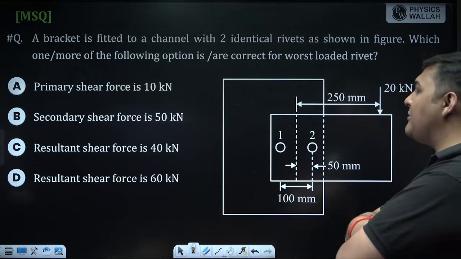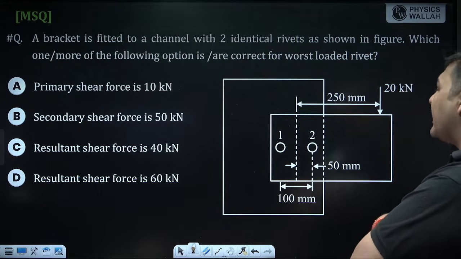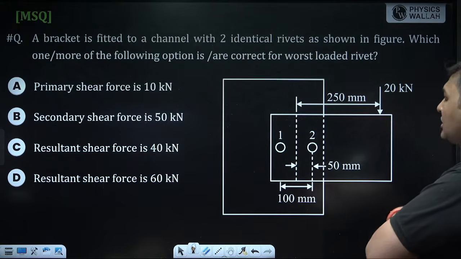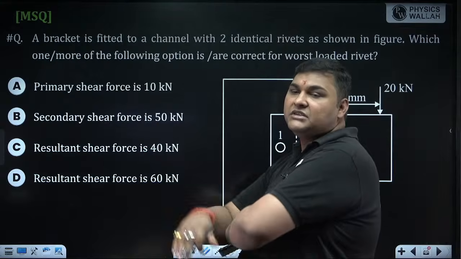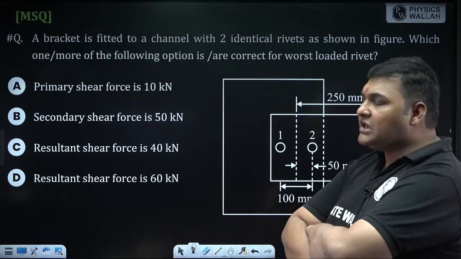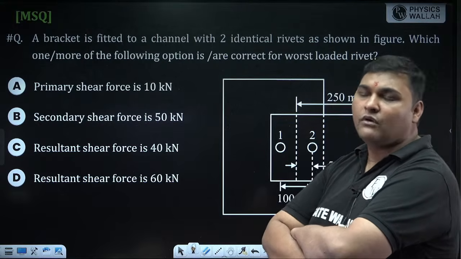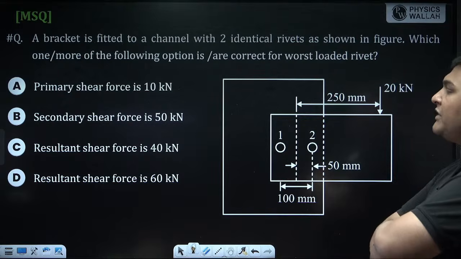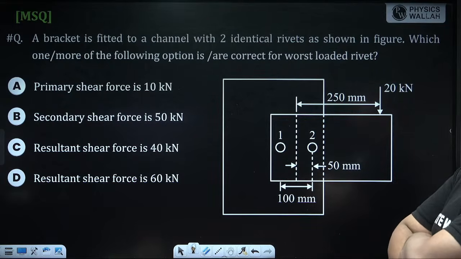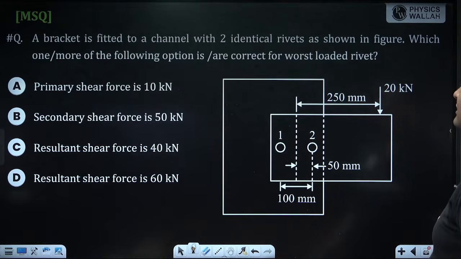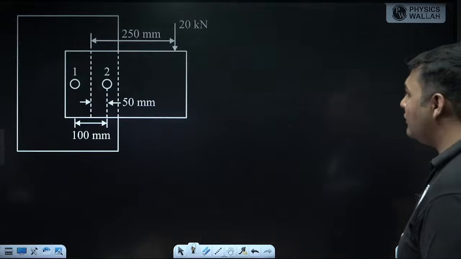Exam asking what is primary shear force in critical rivet, secondary shear force in critical rivet, and resultant shear. If exam asking actual shear force, means we have to tell resultant shear force. If exam asking actual shear stress in any rivet, that is again resultant shear force divided by area of, okay. But right now examiner is not asking stress, only force. So primary shear, even to calculate resultant, you need to first find primary and secondary. But here most important, which rivet is critical rivet, because we have to do calculation for worst loaded.